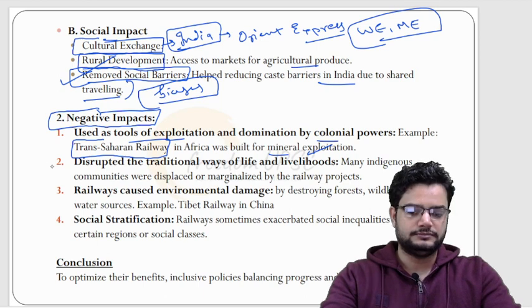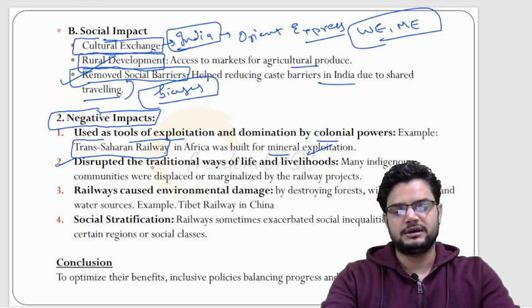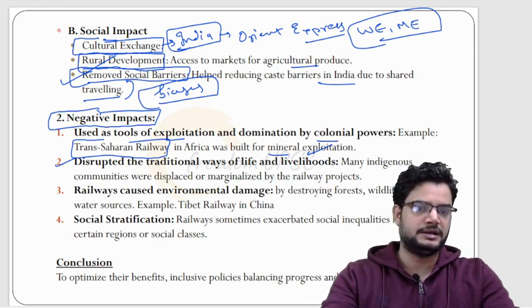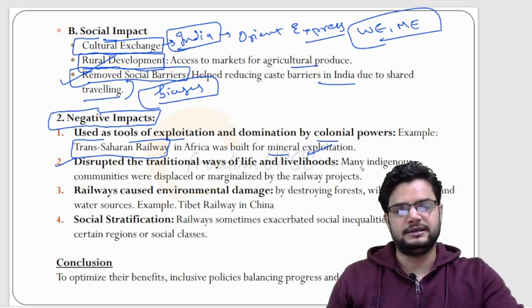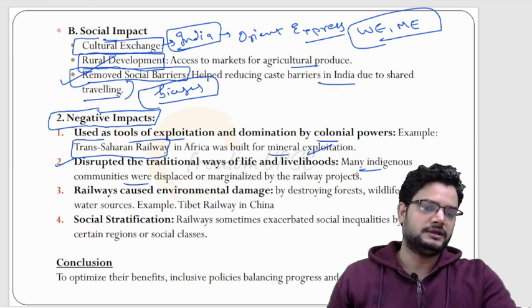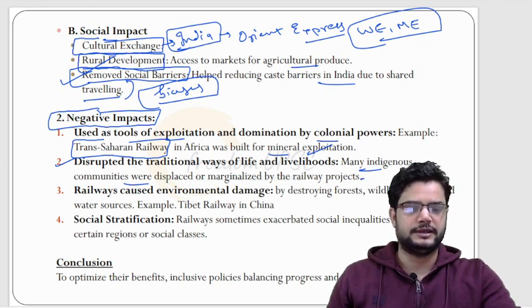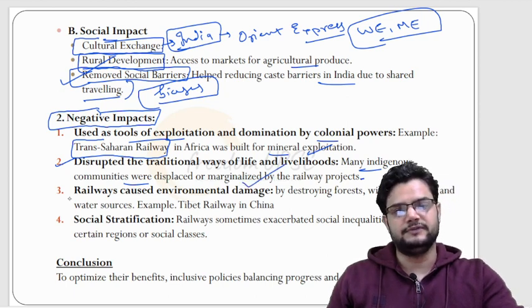Now coming to the second part, it disrupted the traditional way of life and livelihood. Earlier, there was a very preliminary way of livelihood like hunting, gathering, etc. in indigenous communities, but with the introduction of railways, indigenous communities were displaced and led to job roles as labor in the railway construction industry. So it led to disruption in the traditional way of life.